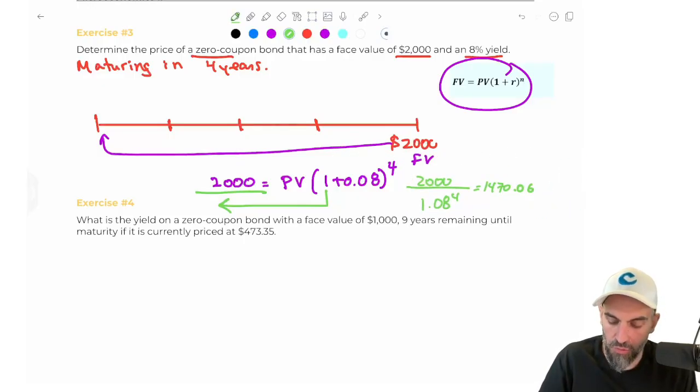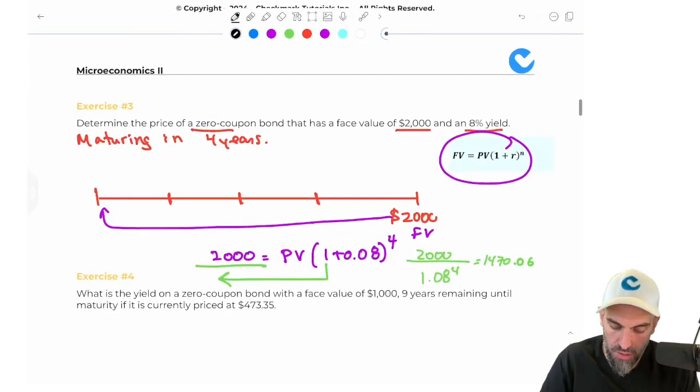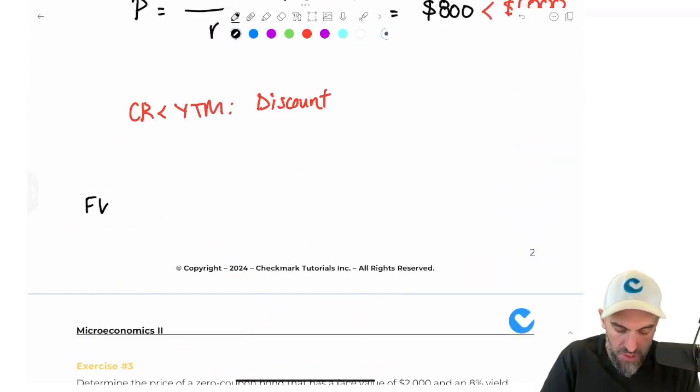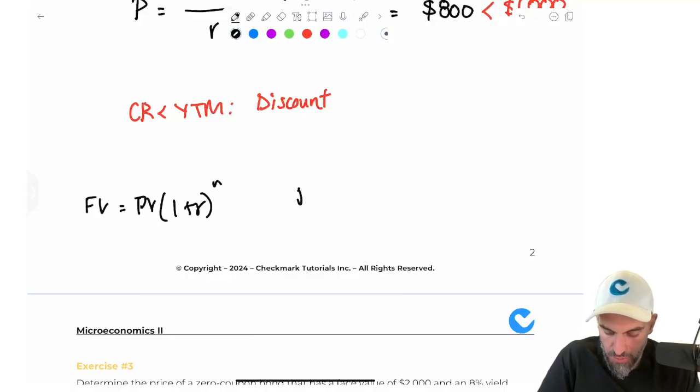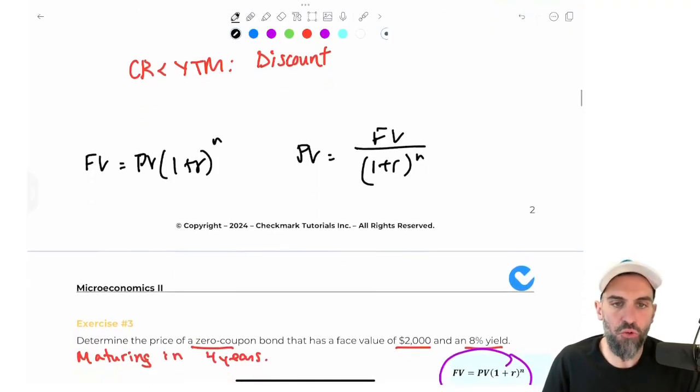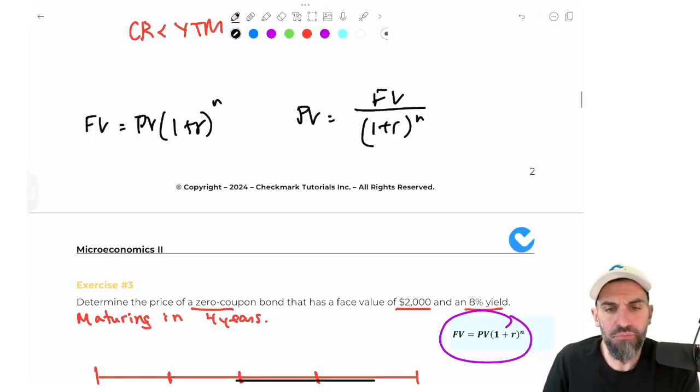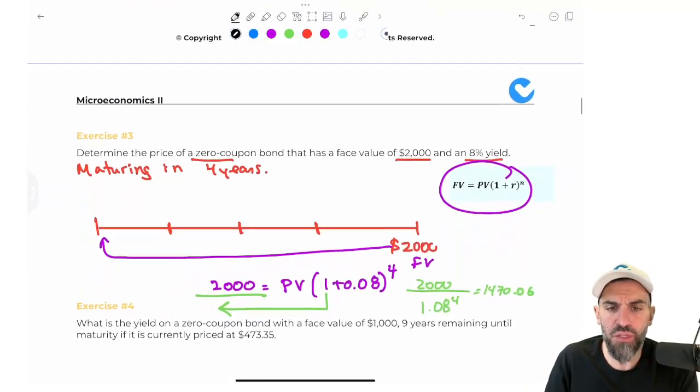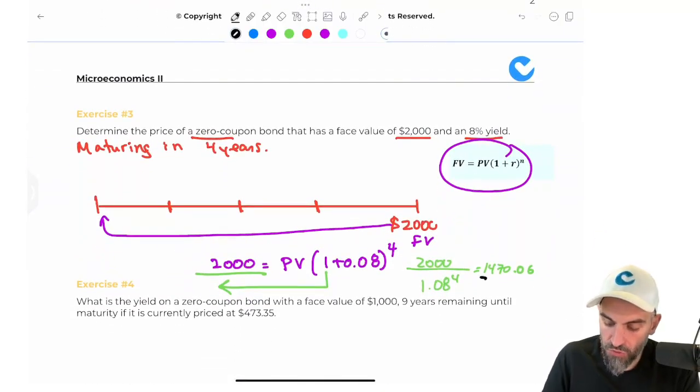Okay, so for those of you that don't mind a bunch of formulas, you could memorize two separate ones. You can say, well, future value is present value multiplied by 1 plus r to the n, and present value is future value divided by 1 plus r to the n. But they're really the exact same formula rearranged. It's up to you. So this is the price of the bond. This means that you would have to invest 1470 today, and you would get back 2000 at the end.